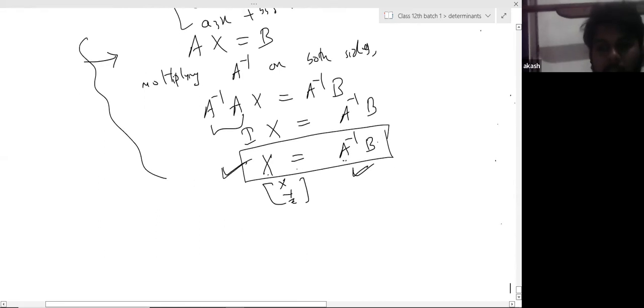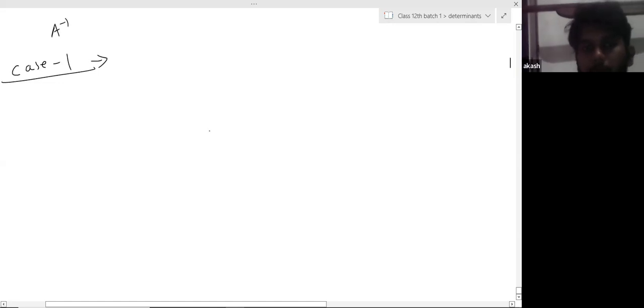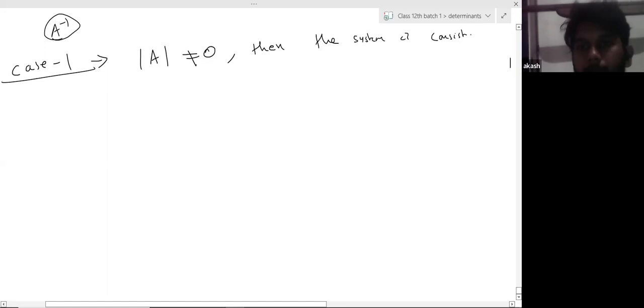So this is how we solve this system of linear equations. Now three cases arise from this. Case one. We try to find A inverse to solve this type of question. So when trying to find A inverse, we know that we have to find the determinant of A. If the determinant of A is not equal to 0, then the system is consistent, having a unique solution.